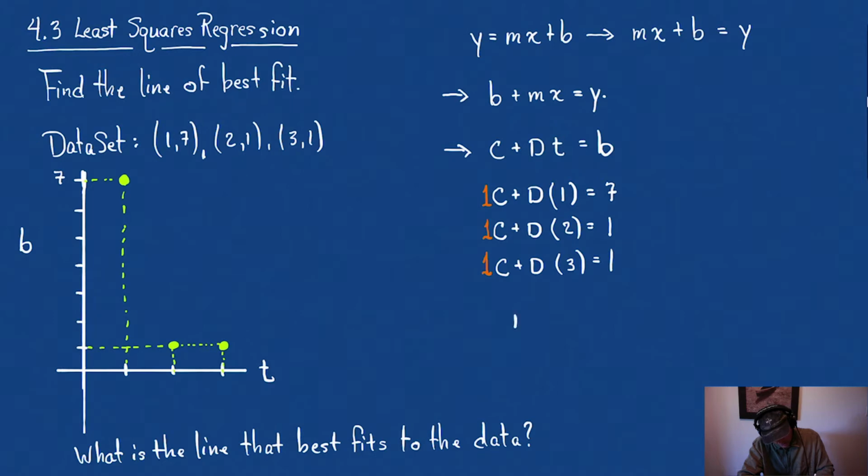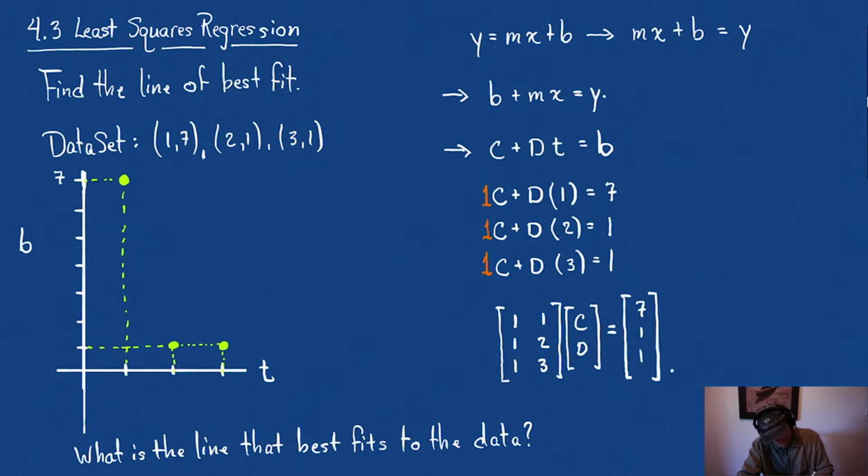Let's write this as the equation with the columns. The columns are 1, 1, 1, and 1, 2, 3, times c, d, equals the vector 7, 1, 1. Now, we know already one problem: there's no solution to this problem. Visually, you could see that, and I will show you. We're just going to use the algebra to check that as well.